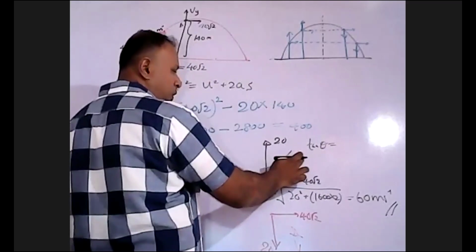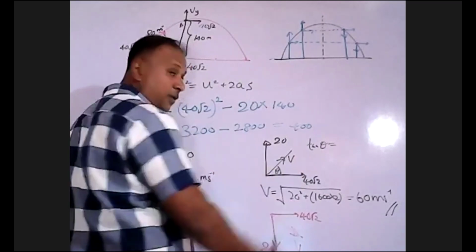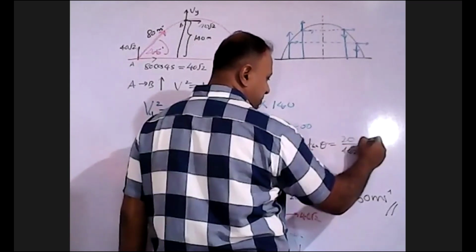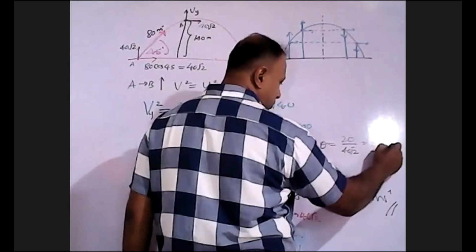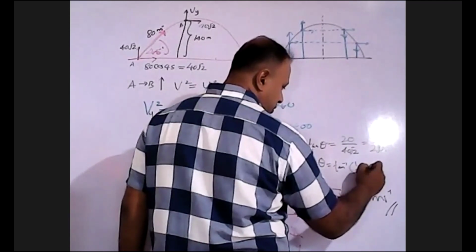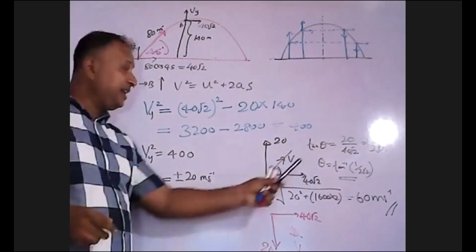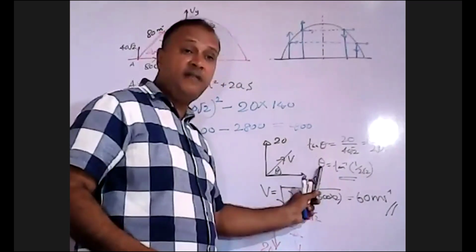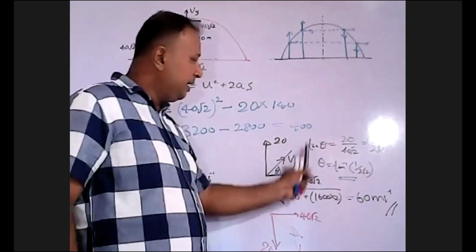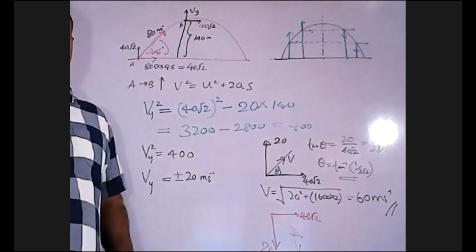Theta is equal to opposite side over adjacent side. Opposite side means 20, adjacent side means 40 root 2. Therefore 20 over 40 root 2, that means 1 over 2 root 2. Therefore theta is equal to tan inverse of 1 over 2 root 2. You have to make theta the subject. Theta is equal to tan inverse 1 over 2 root 2.